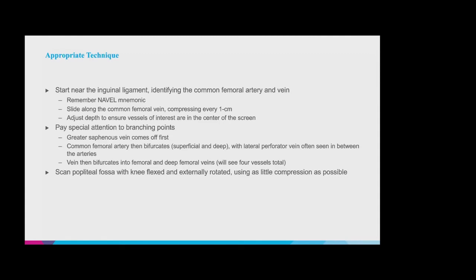Branch points are going to be the most common areas for clots to form just because of the shear stress at those levels. And so you have the greater saphenous vein coming up first, the common femoral artery bifurcates next, and then the femoral vein bifurcates after that. And then with the popliteal vasculature, the popliteal vein is extremely compressible and collapsible under normal circumstances. So you want to use as little compression as possible when you get to that point.